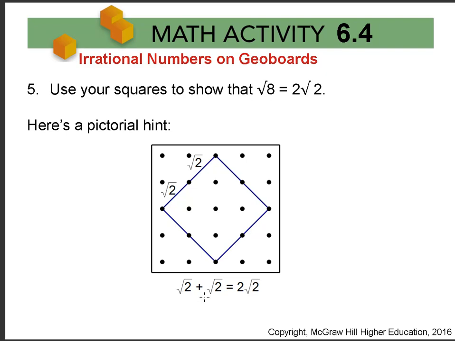√2 plus √2 is equal to 2 times √2. That makes sense. It's just like adding variables slightly. And you can see in this picture that this length is √2 and this length is √2. So you can use this hint to complete number 5. I hope you have fun with this math activity, working and learning to work with geoboards and thinking about irrational numbers.